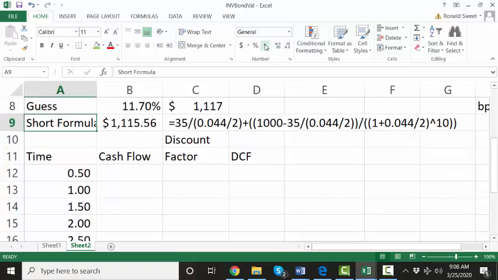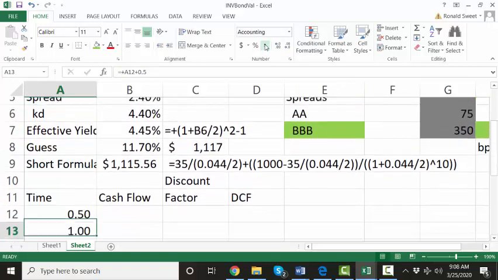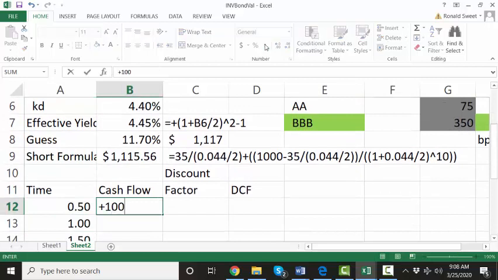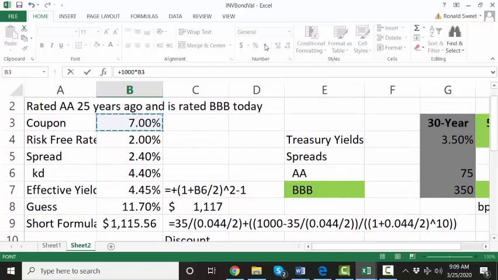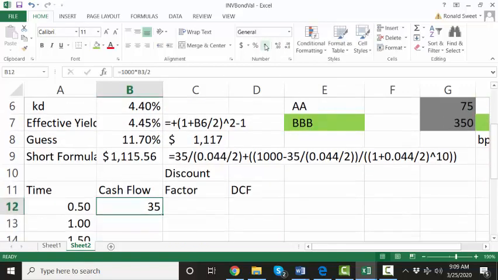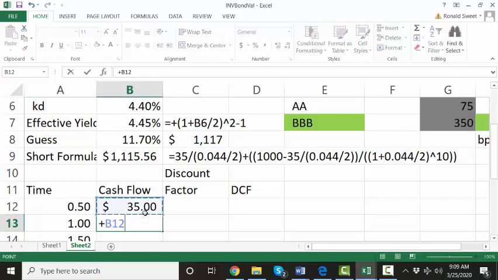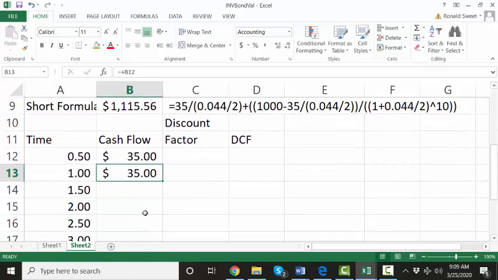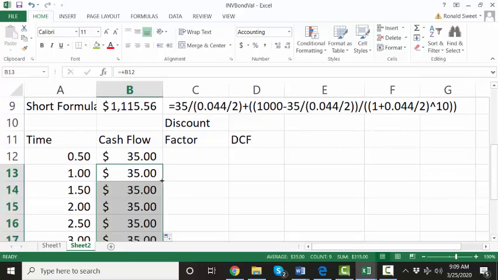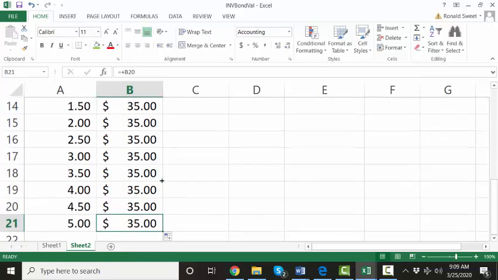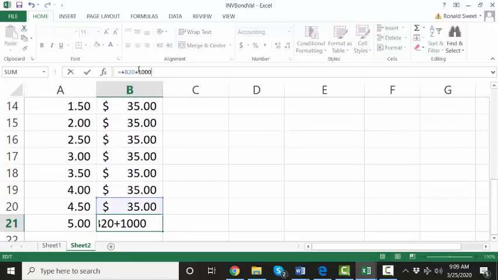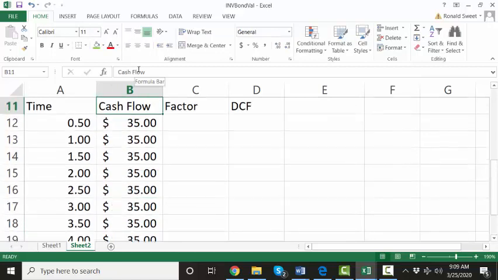My cash flow, I already know my cash flow is going to be $1,000 times my coupon divided by 2. You just have to know this. That's $35. And then I just equal that all the way down. I want $35 all the way down. But then in year 5, at the very end, you add your $1,000 back because you get your money back.